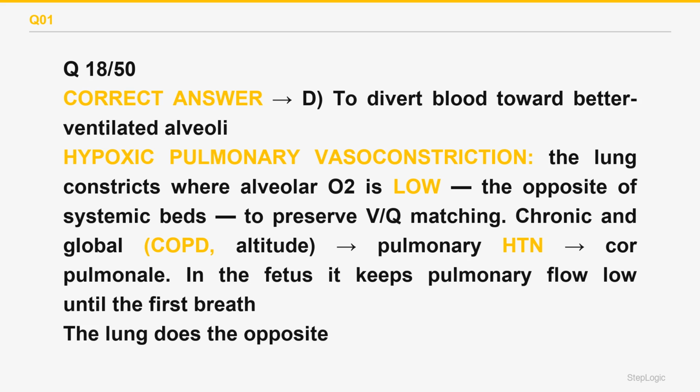The same mechanism has an elegant fetal role. The unventilated fetal lung is profoundly vasoconstricted, which is exactly what keeps blood flowing through the ductus arteriosus until the first breath opens the pulmonary bed. If you see arterioles constricting in response to hypoxia, think lung, not systemic tissue.